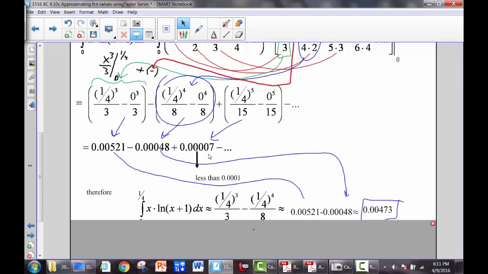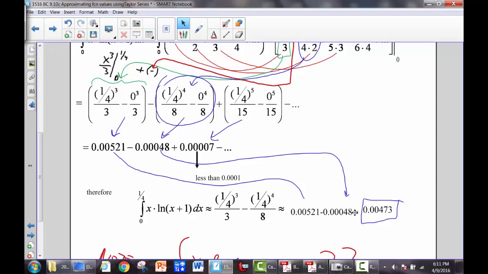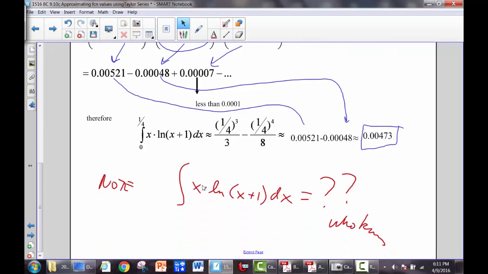And as it turns out, the third one is already less than 0.0001. So we actually are only going to use the first 2 terms to get a good approximation of 0.00473. Again, because they're saying they want an error of less than that, I'm assuming they want an answer of 5 decimal places. So I rounded these. Well, actually, I should have rounded them to 6. And by the way, you could not integrate this. Good luck with that. You can't do that.